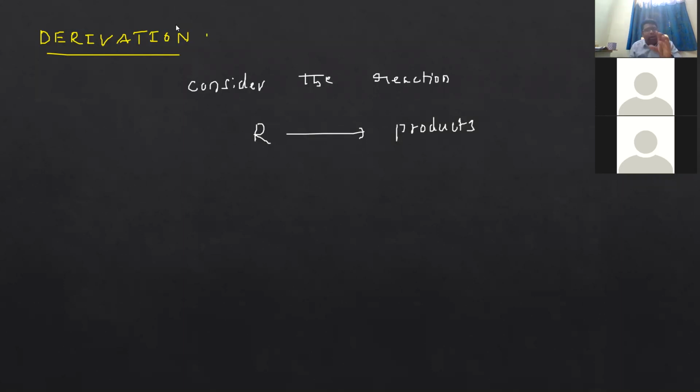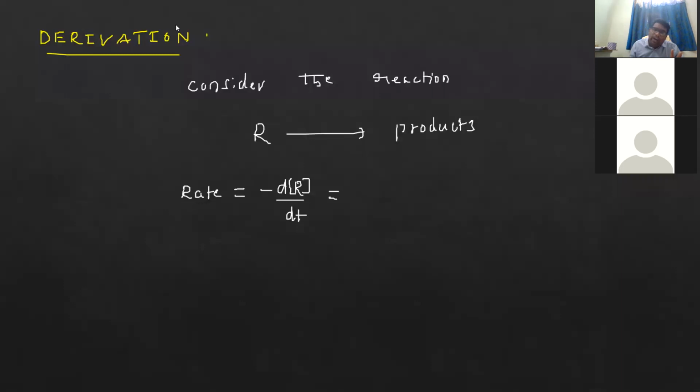So here, among this reaction, what is its rate? Rate is equal to minus d of concentration of R by dt. Everyone knows about this according to the definition of rate of reaction: the decrease in the concentration of reactant per unit time is called the rate of reaction. So rate is equal to minus d[R]/dt.